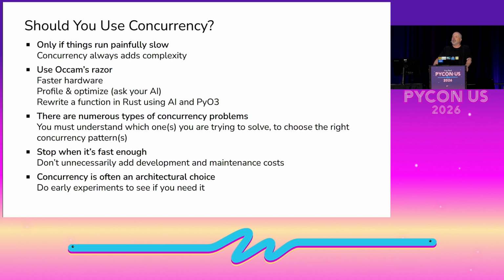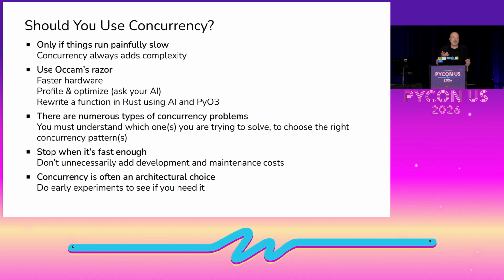My argument would be absolutely not if you don't have to. If things run painfully slow, start by using Occam's razor, which is to say, what's the easiest solution that I can come up with that might work? Hey, faster hardware.